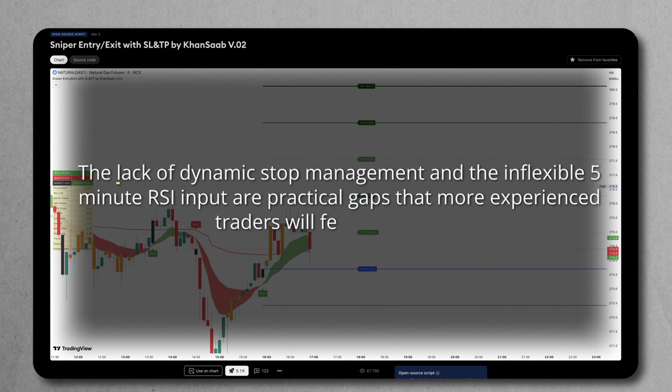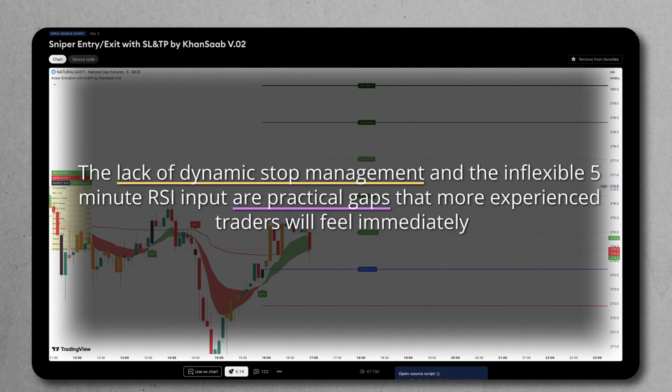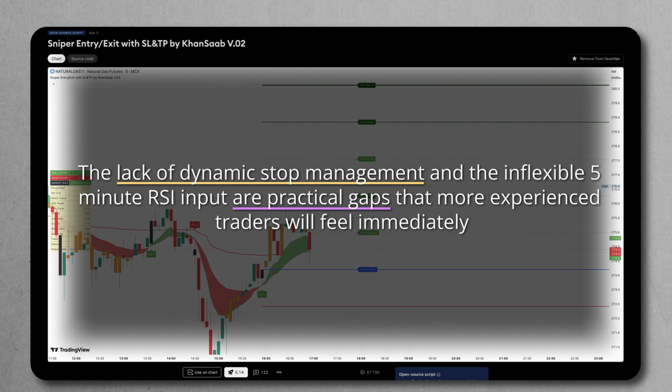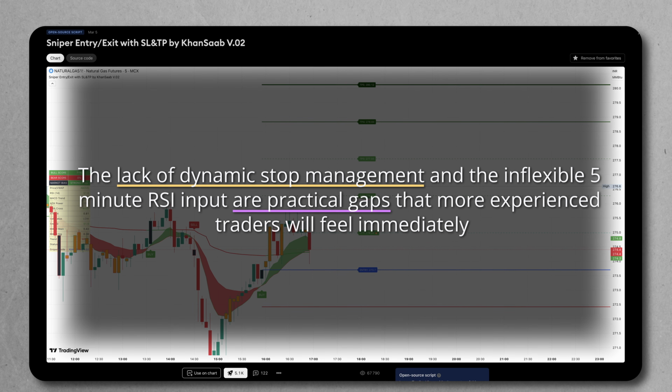The lack of dynamic stop management and the inflexible 5-minute RSI input are practical gaps that more experienced traders will feel immediately.